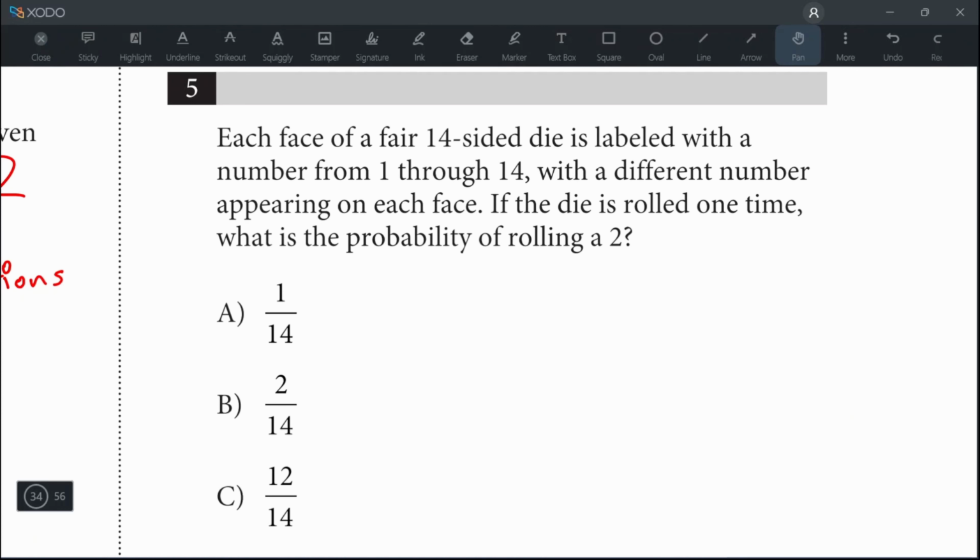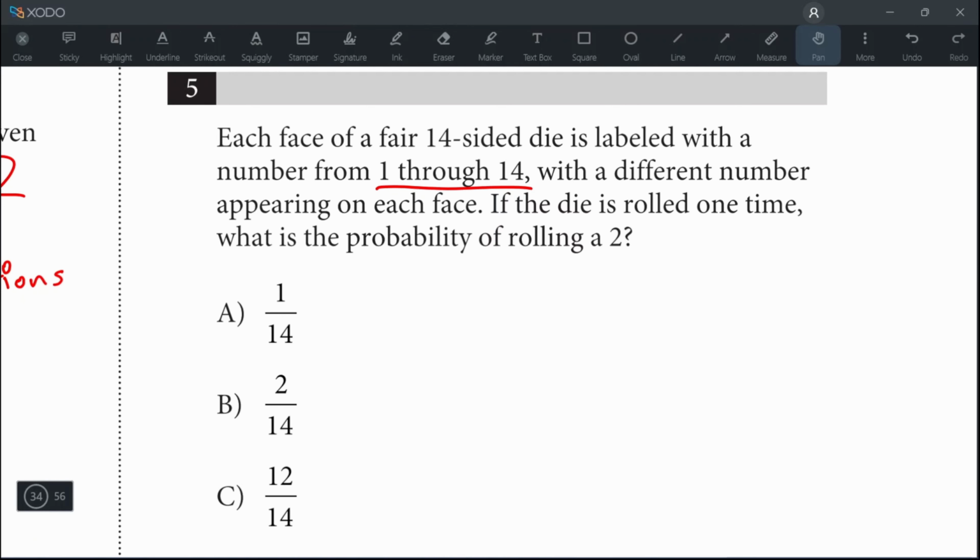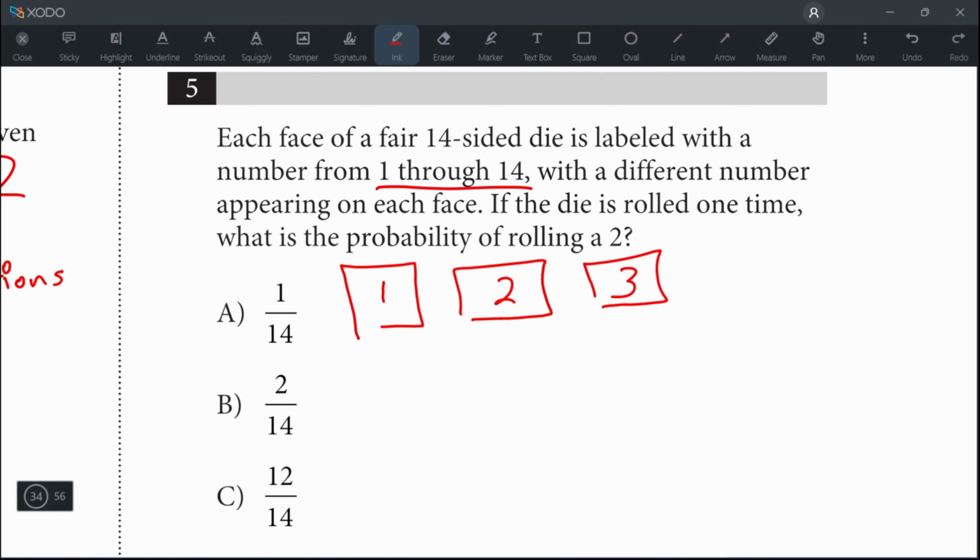Now, what about question number 5? Each face of a 14-sided die is labeled with a number from 1 through 14, with a different number appearing on each face. If we roll that die one time, what is the probability of rolling a 2? So here, let's say we have some kind of shape that has 14 sides, and each side is labeled with a number, like 1, 2, 3, and so on till 14. But no number is repeated more than once, right?